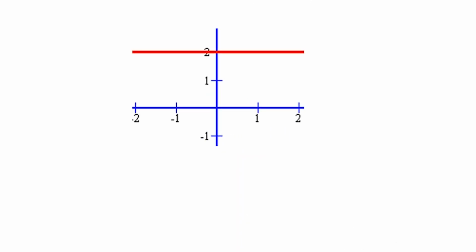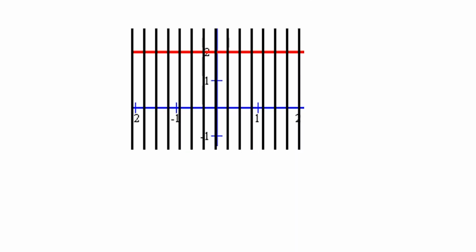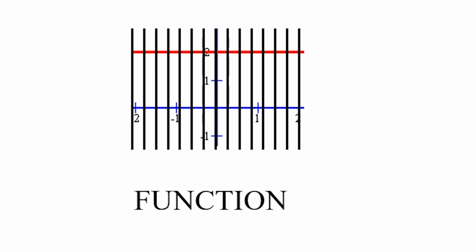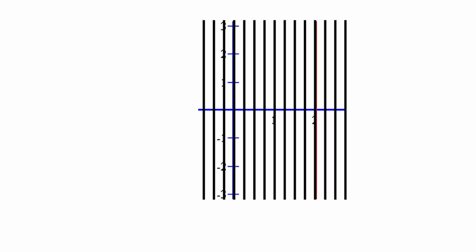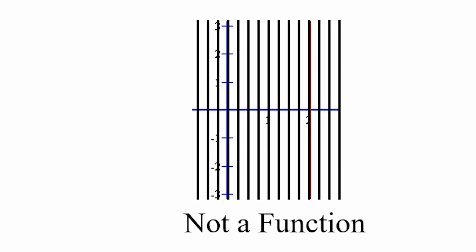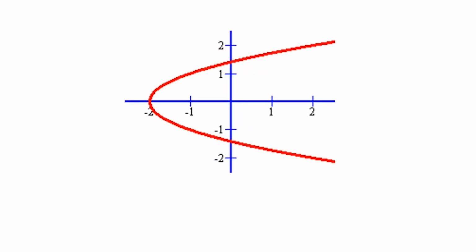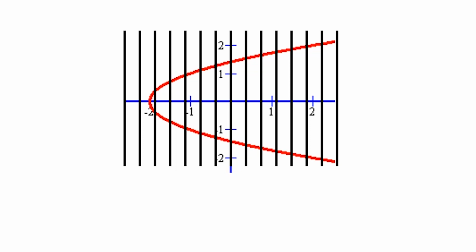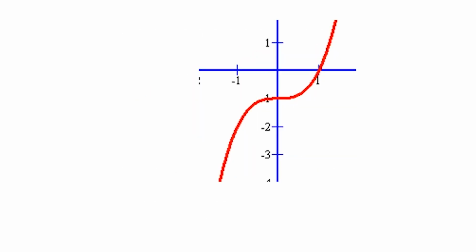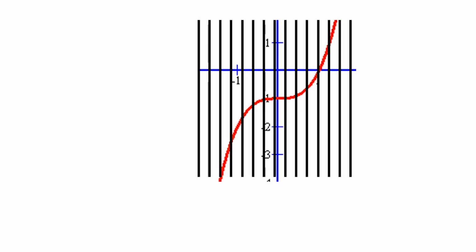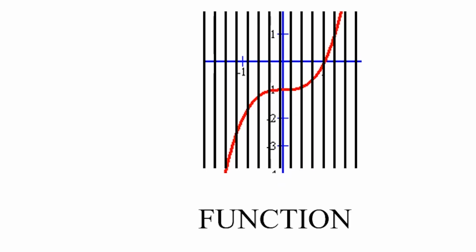How about the next one? Is this a function? Okay, this graph represents a function. How about the next example? Does this graph represent a function? Of course not. This graph does not represent a function. The next graph also does not represent a function. And how about the last graph? The last graph represents a function.